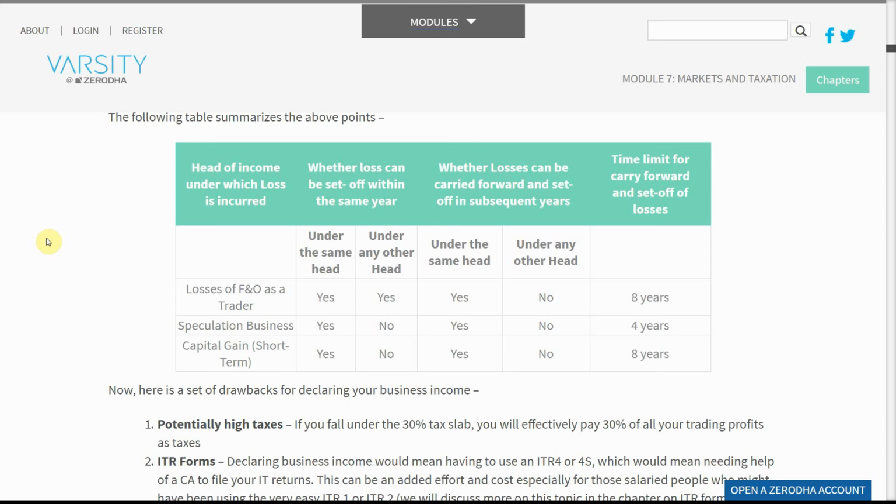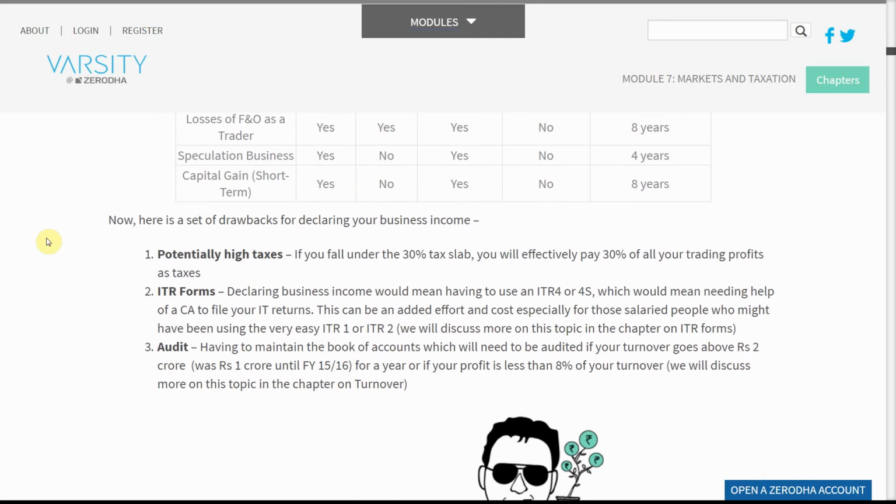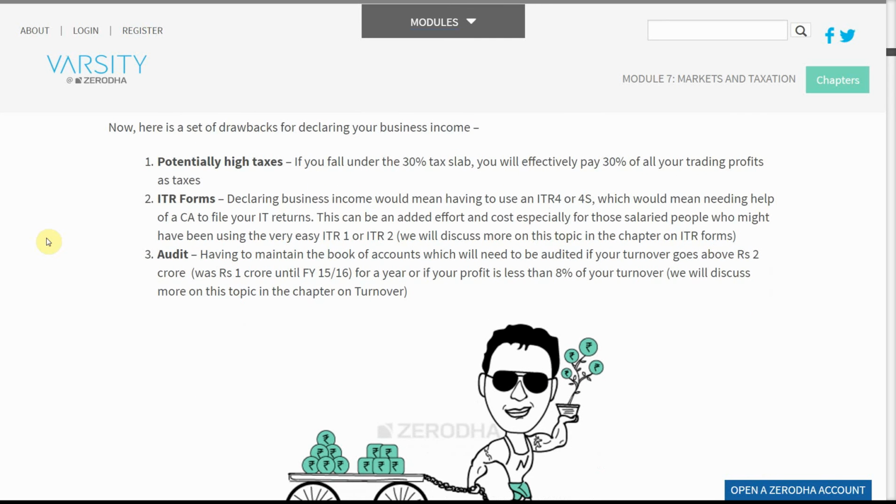Now, here is a set of drawbacks for declaring your business income. Potentially high taxes. If you fall under the 30% tax slab, you will effectively pay 30% of all your trading profits as taxes.